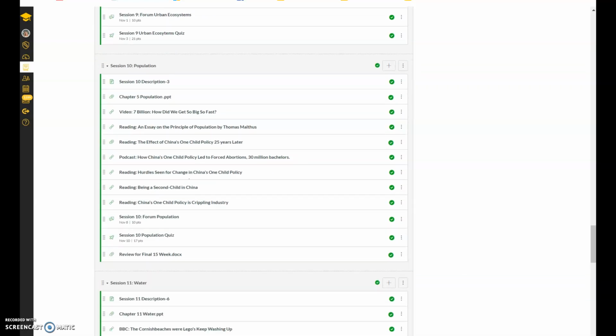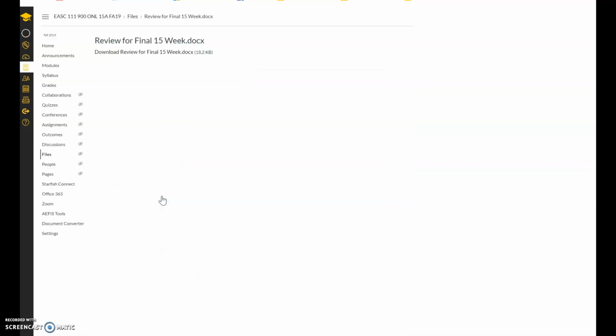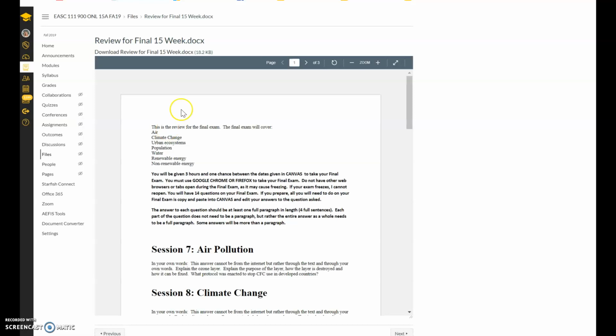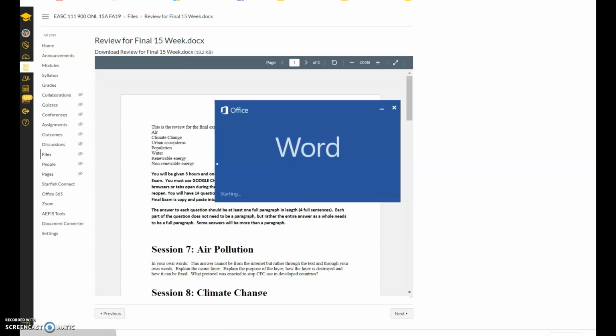It is the same setup as the midterm exam, meaning that you'll have 3 hours and one chance within that time frame. Once you begin the exam, you cannot stop the exam and start it again. It all has to be completed within one sitting, so find yourself a time block in order to complete the final exam.